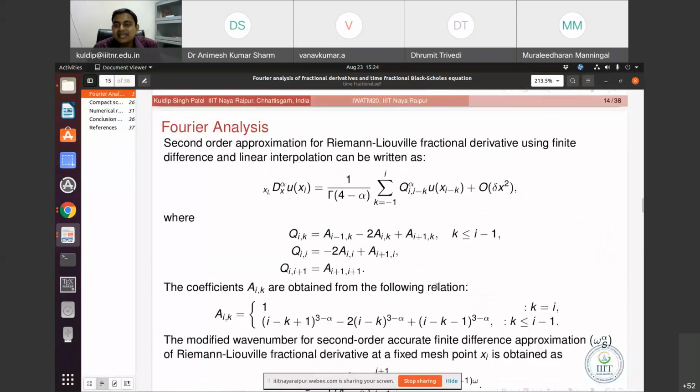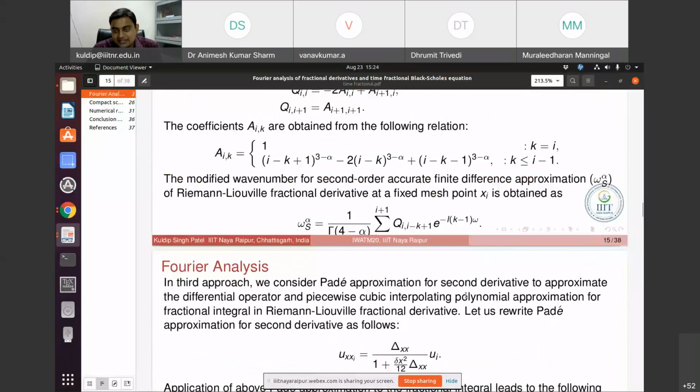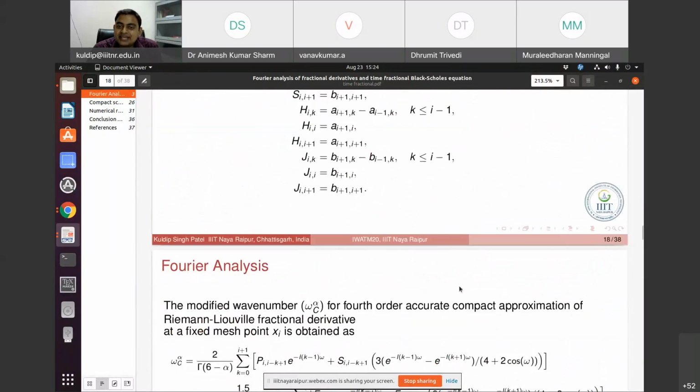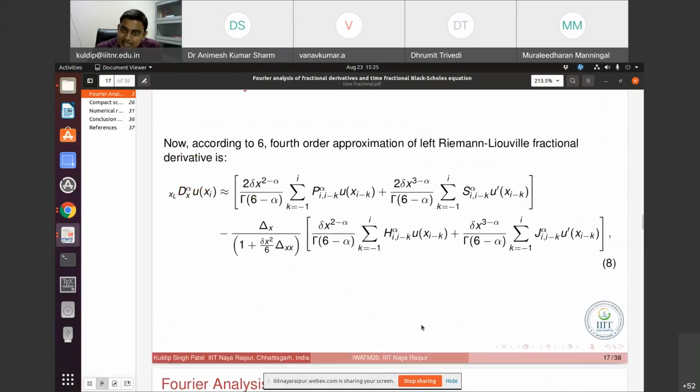Okay, so omega is not a small number. The range of omega is 0 to 2 pi, sir. Where is it mentioned? Okay, I'll show you. If you see this figure, the wave number is omega, so 0 to pi, right? Yes, 0 to pi. Thank you, sir, thank you for pointing out.